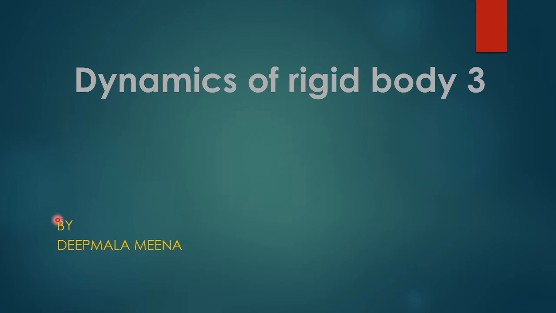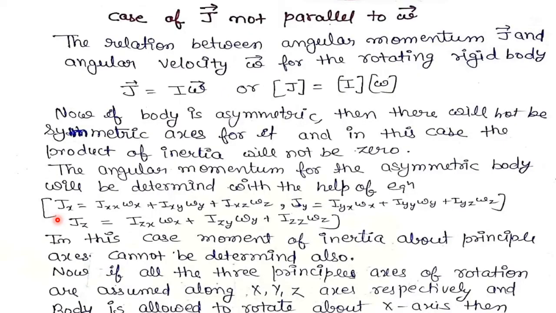This is our lecture 3 on this topic. In the last lecture we discussed inertial coefficients. Today's lecture starts with the case of J not parallel to omega.